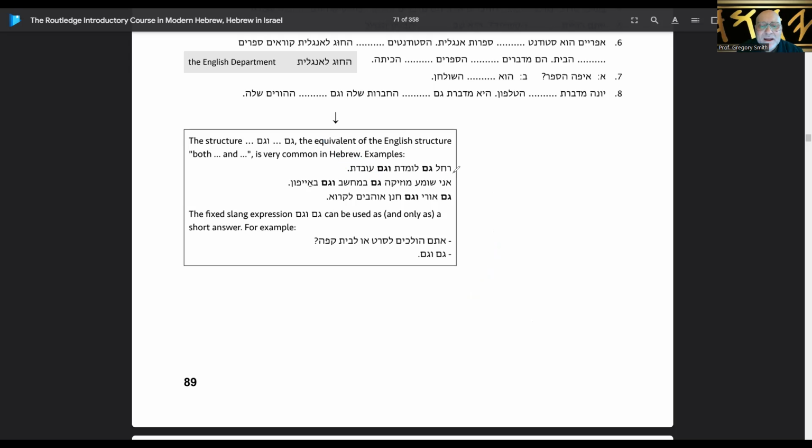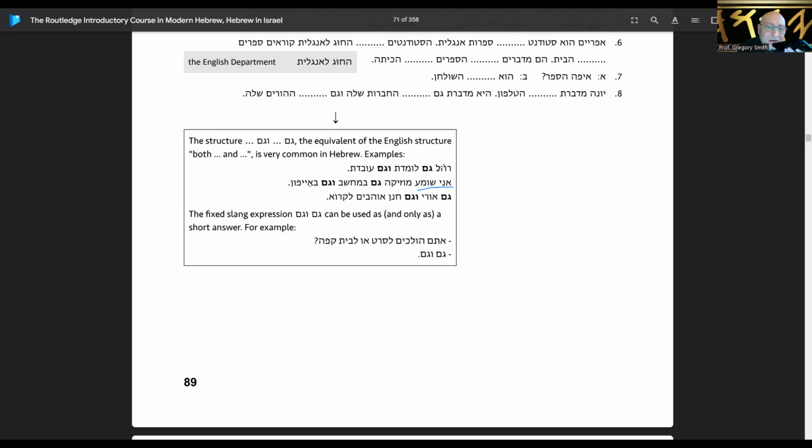Now it makes sense. Raquel gam lomedet, Raquel both studies v'gam and also works. Ovedet, and also works. Well, maybe I need to go through these again. Ani shoma. Okay, so or show. I think that's shomea. Ani shomea.